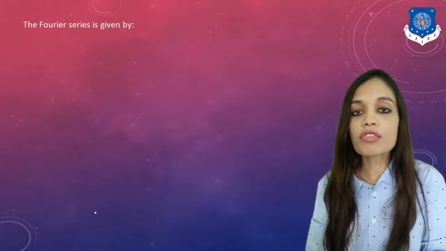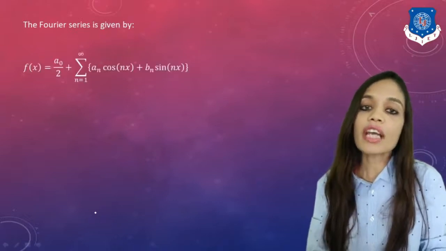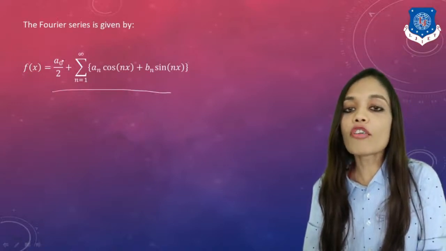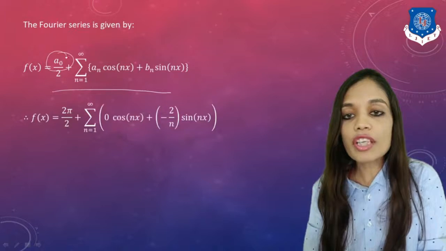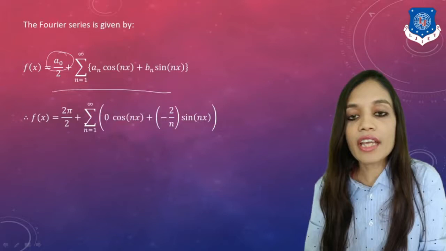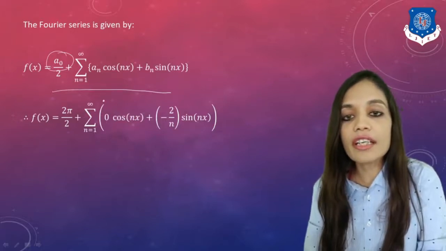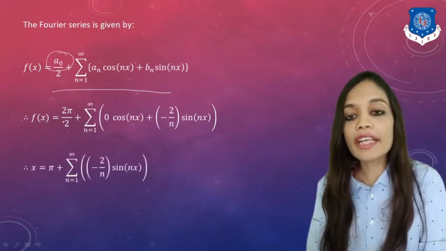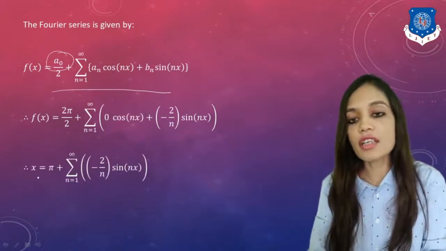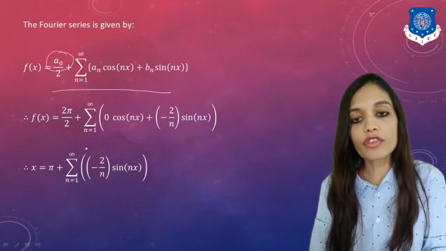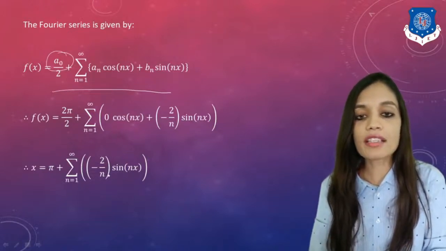Now we will put the values of our a0, an and bn in our Fourier series. So putting the value of firstly a0, a0 is 2 pi. So here it will be 2 pi upon 2 plus sigma n is equal to 1 to infinity. An is 0, so 0 times cos nx, and our bn is minus 2 by n sin nx. So our final answer of Fourier series is x is equal to pi plus sigma n is equal to 1 to infinity minus 2 by n sin nx.